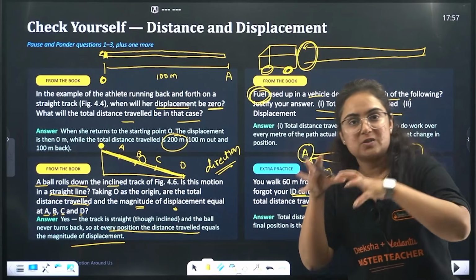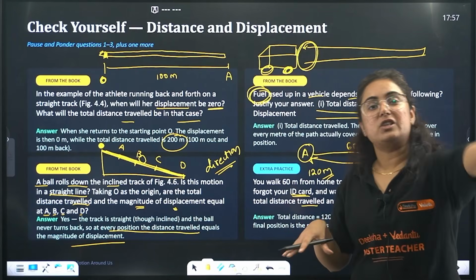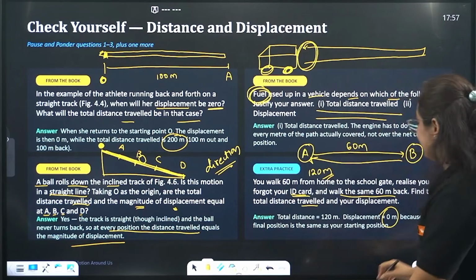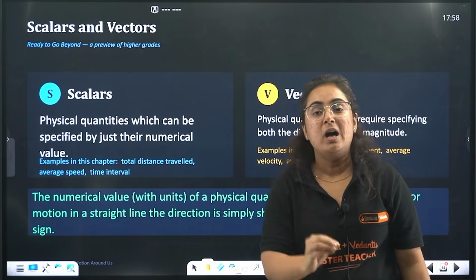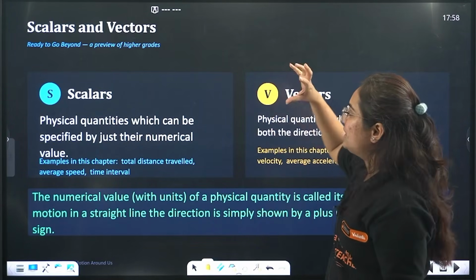Once you were going from home to school, now the direction changed from school to house, and hence it is 0. Hence the displacement becomes 0. Here the concepts of scalar as well as vector quantity come in.